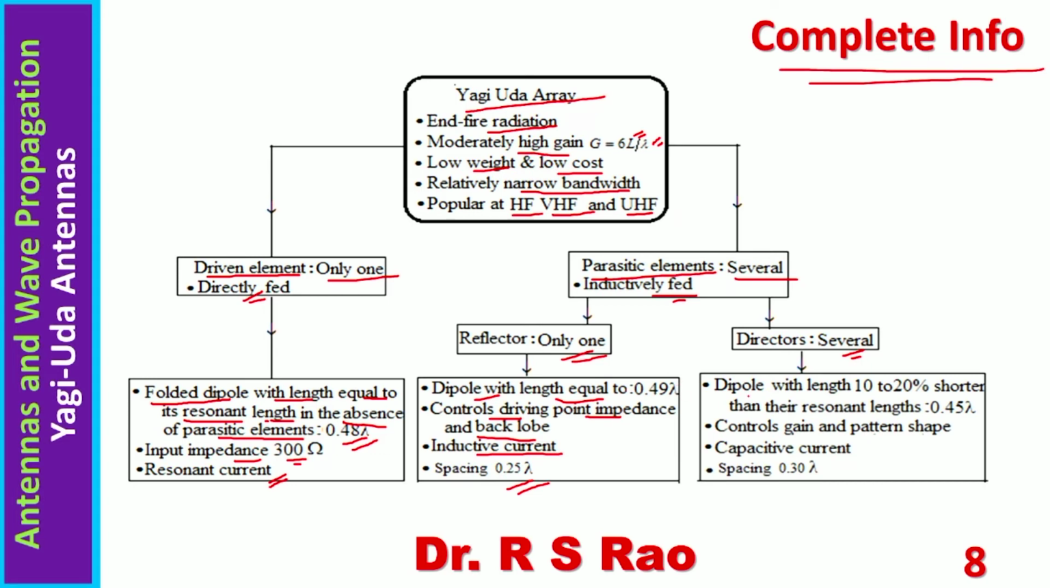Now some points regarding directors. They are dipoles with length 10 to 20% shorter than their resonant length. This is the physical dimension of directors. Roughly it is 0.45 lambda. They control gain and pattern shape. They carry capacitive current. Spacing is 0.3 lambda.